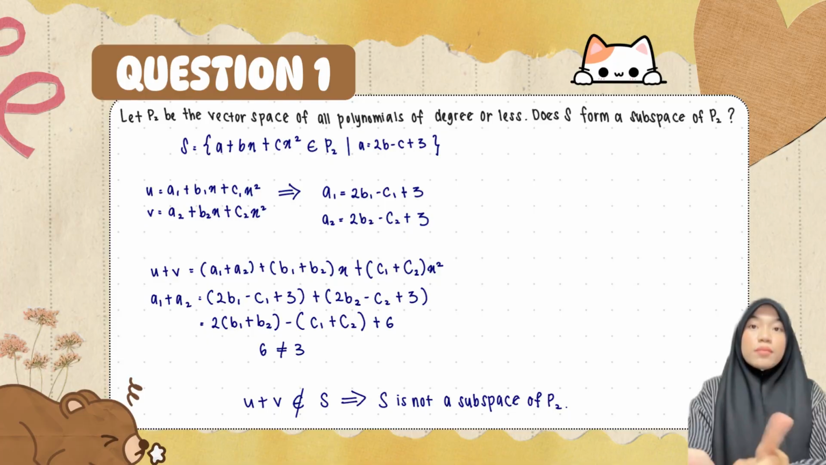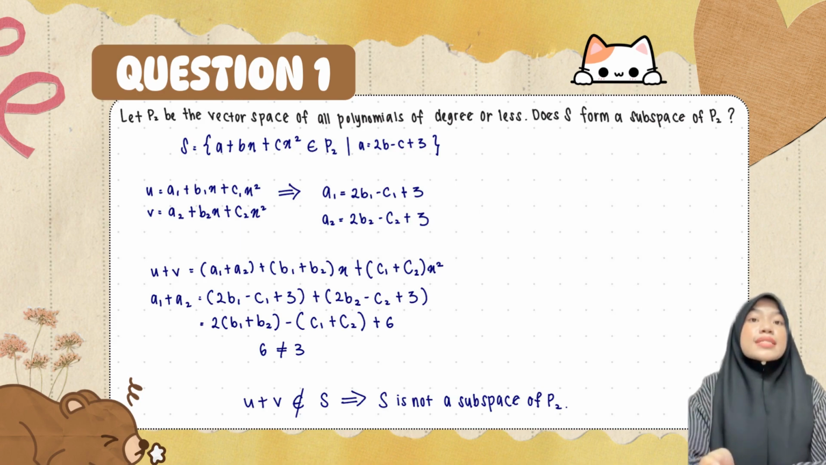u plus v equals in bracket A1 plus A2 plus in bracket B1 plus B2 x plus in bracket C1 plus C2 x squared. A1 plus A2 equals 2B1 minus C1 plus 3 plus in bracket 2B2 minus C2 plus 3, equal to 2 in bracket B1 plus B2 minus in bracket C1 plus C2 plus 6. 6 not equal to 3. u plus v is not an element of S. S is not a subspace of P2.